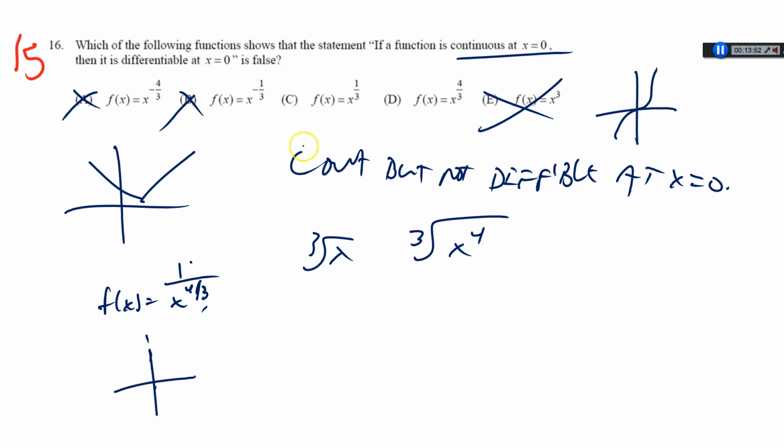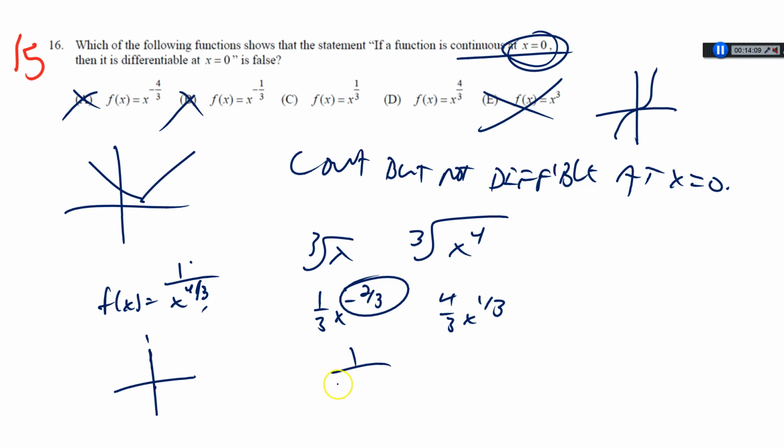So what we're going to do now is take the derivative of each and see which one is not differentiable. The derivative of this one is 1/3 x to the negative 2/3, and this one would be 4 thirds x to the 1/3. So some warning bells should be ringing right now. A negative exponent with 0 is not going to work. 1 over 3x to the 2/3, nope. So this one's continuous, but it's not differentiable at 0. That's the one you're looking for.